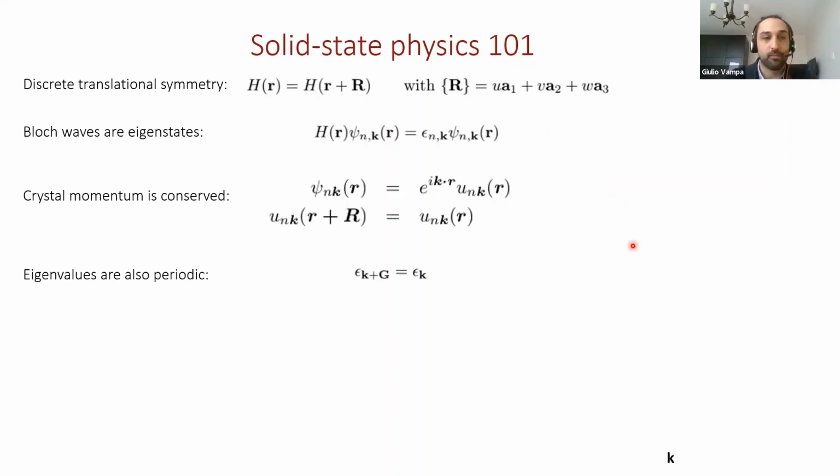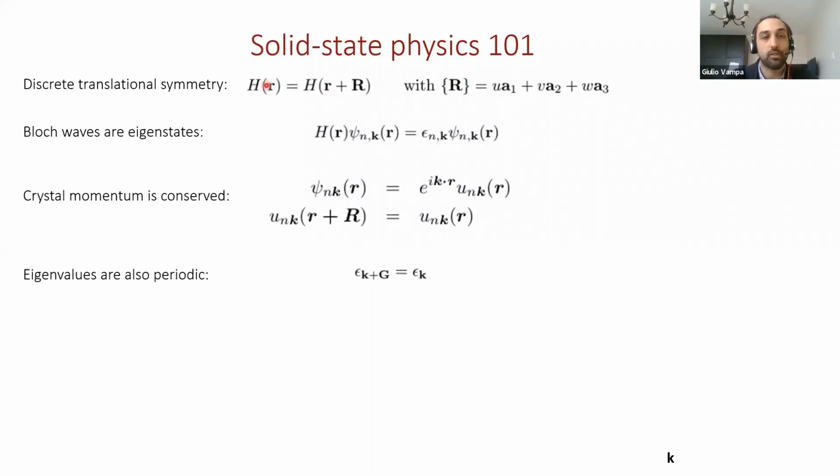But maybe I'll go quickly over this, as this is probably the most boring part. So a solid is characterized, of course, by a Hamiltonian, and this Hamiltonian is periodic because there is discrete translational symmetry, because you have an atom here, an atom here, and an atom here, and all these atoms are equal. And they're periodic with this capital R, which is basically the lattice vector.